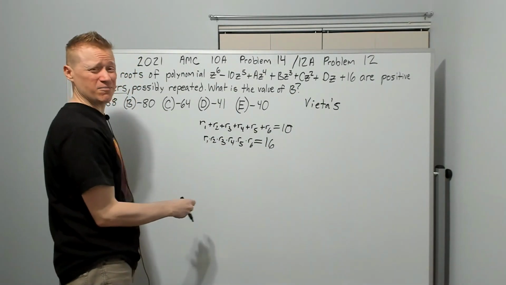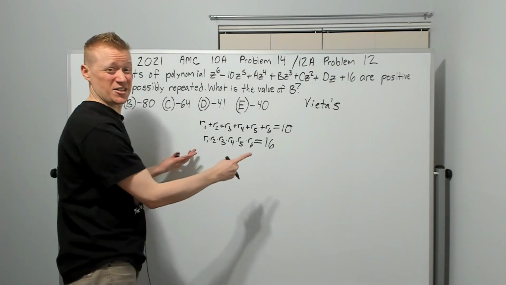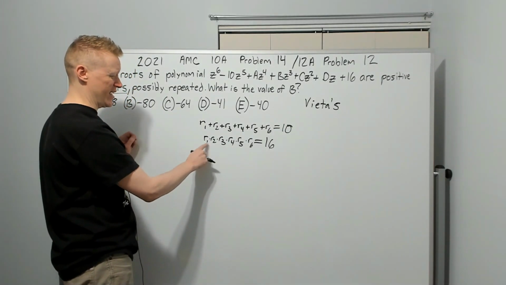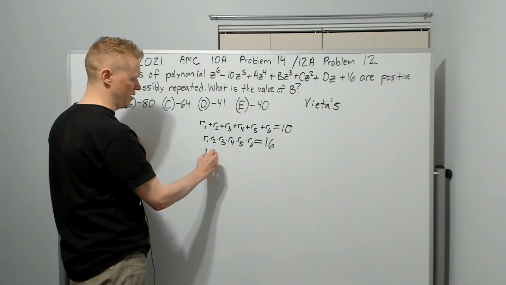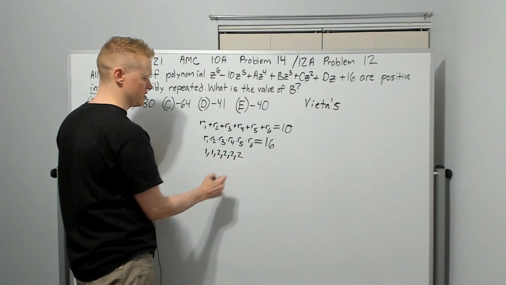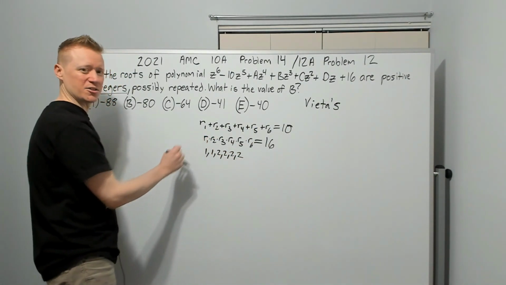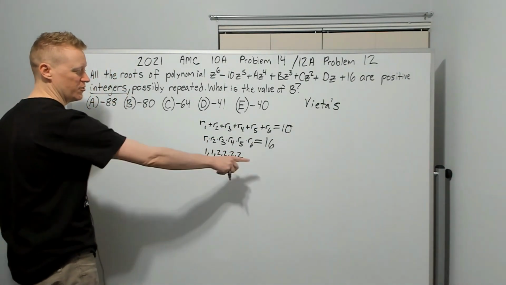So probably, if it's going to work out, there are a lot of 2's in here, right? So it'd be 2, 2, 2, 2. What would we have left? They'd have to be 1's, wouldn't they? Let's see. 1, 1, 2, 2, 2, and 2. Would these add up to 10? Well, I'll let you check. 8 plus 2 is 10. They definitely do, so these are the roots.